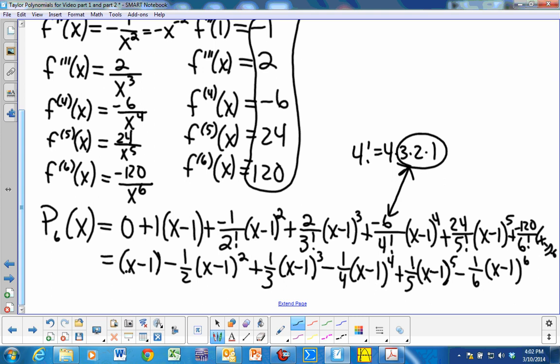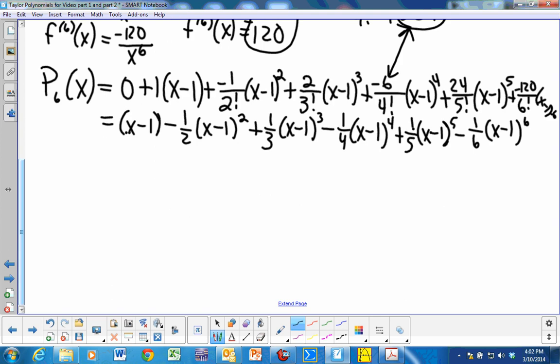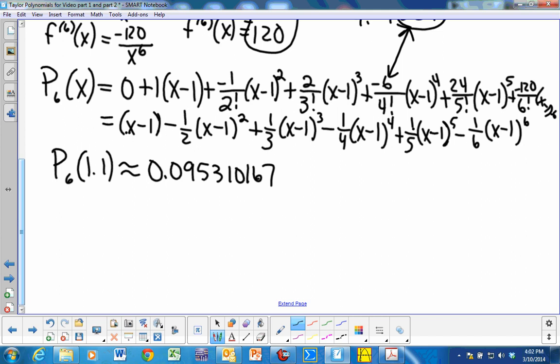Now, if we use that to approximate, if we were to do P6 of, we're supposed to approximate the value of ln of 1.1, we put that in the calculator, and I'll let you do that on your own, but you should try it and make sure you're getting the same answers. This is what you're going to get, and we know that this answer is approximately ln of 1.1. And you can do in your calculator ln of 1.1 to see how close we get.